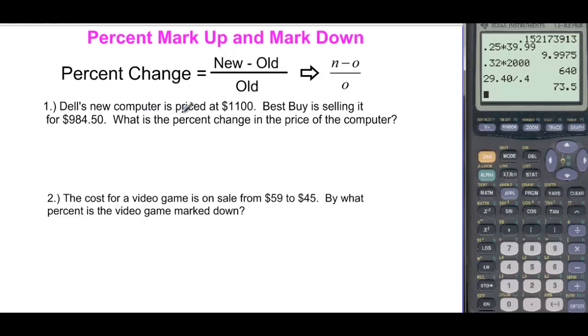Dell's new computer is priced at $1,100. So that's the new price. Notice I'm marking the text, so that's a great thing to do in these word problems. Mark the text, identify what the pieces are. Best Buy is selling it for $984.50. What is the percent change in the price of the computers?